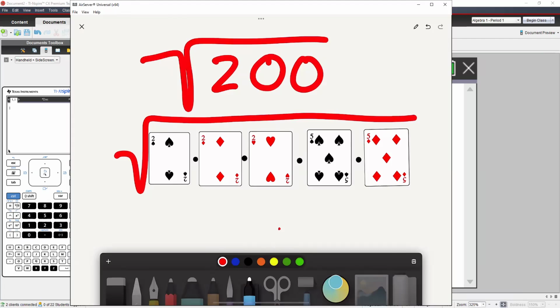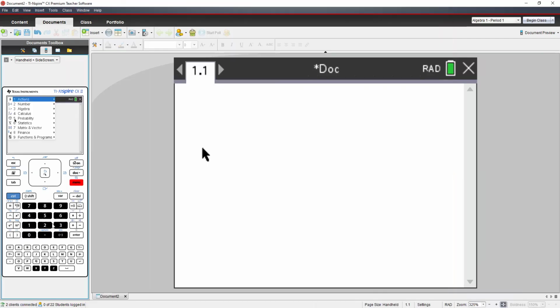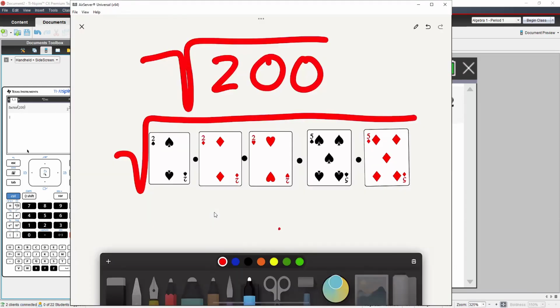What I'm going to do is use Menu 23, factor, then put in 200. That's the number I want to factor. It tells me it's 2 to the third times 5 squared. So that's going to be three 2's and two 5's.